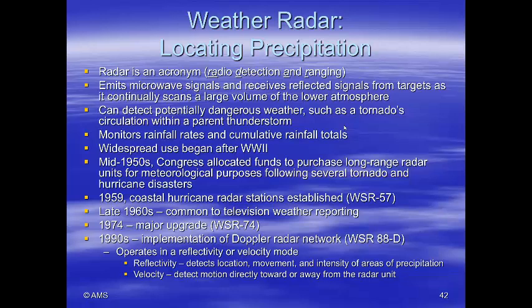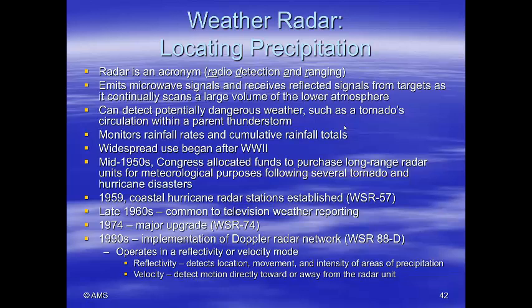So radar can predict dangerous weather and also can detect tornado circulation and the parent thunderstorm that causes the tornado. It can also monitor rain rates, so it reflects off the rain clouds.